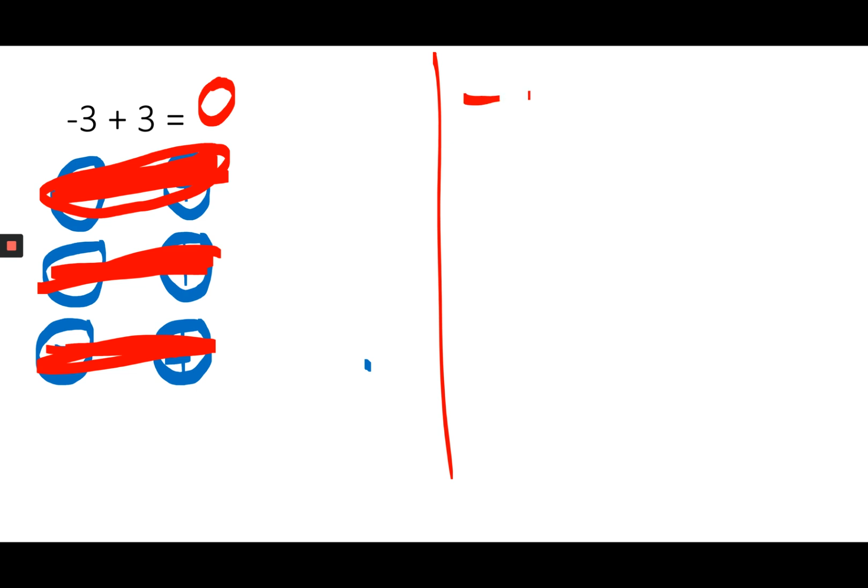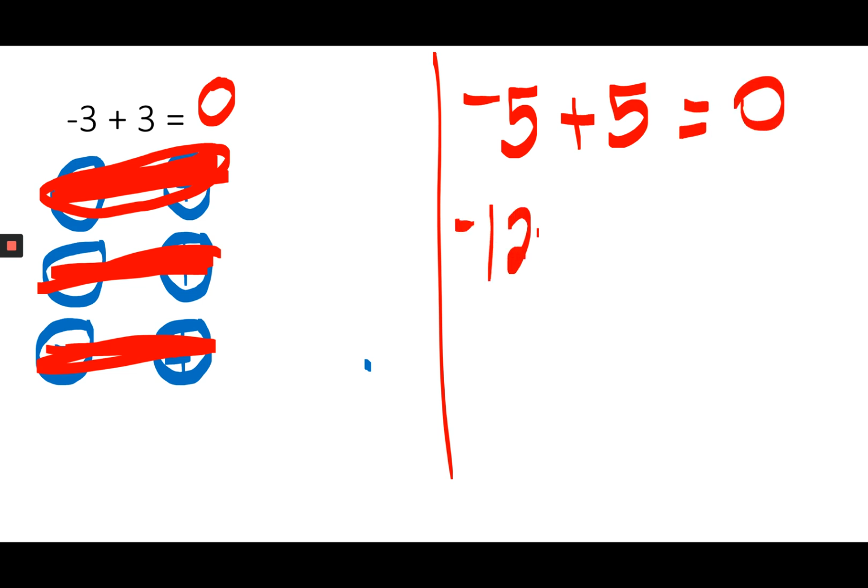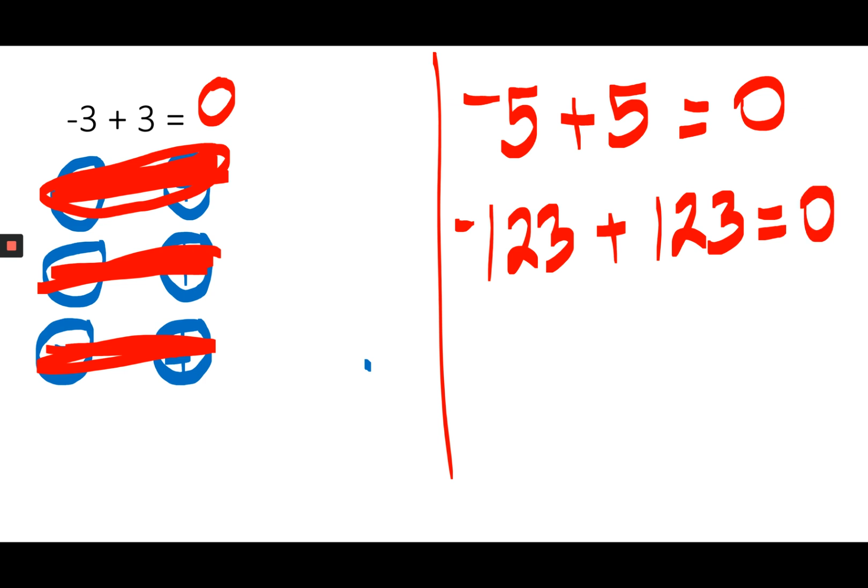Similarly, if you see like negative 5 plus 5, it's going to be what? 0. If you see negative 123 plus positive 123, it is 0 because each one negative kills another positive and then nothing left.